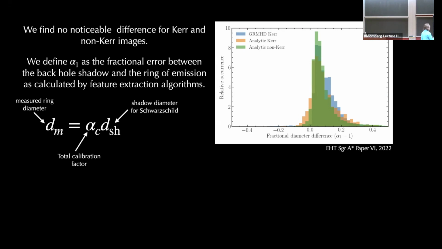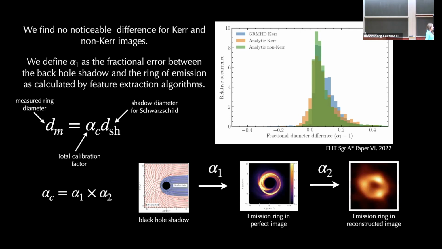The other thing I want to talk about, in a little more detail, is how we actually go about this calibration. We define the measured ring diameter in the EHT images as dm, and we define the shadow diameter for Schwarzschild, not Kerr, as the shadow. Alpha C is the total calibration, and we divide alpha C into 2 sub-alphas, alpha 1 and alpha 2. There are reasons why we did this. It made things a lot clearer, and we were able to do a much more comprehensive calibration by doing that. Alpha 1 is the difference between the analytic feature and the feature in this perfect image, and alpha 2 is the difference between the observed image and the perfect image.